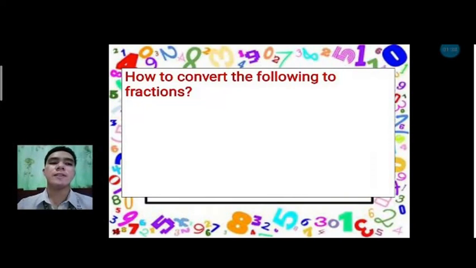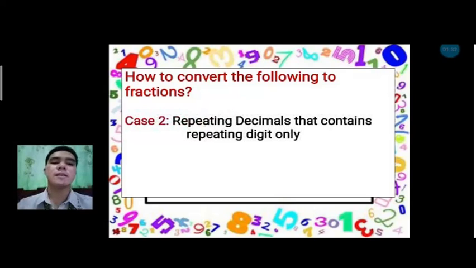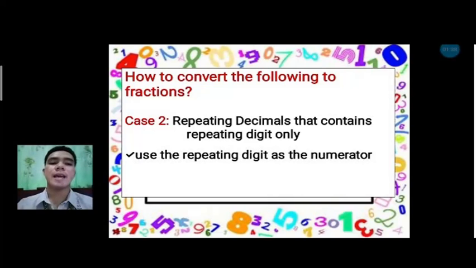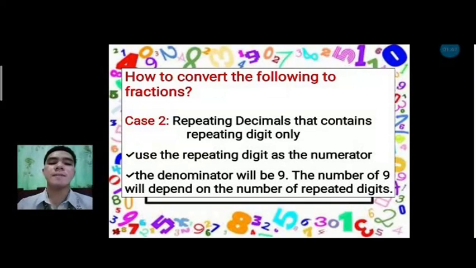Then, how to convert the following to fractions? Case number 2, repeating decimals that contain repeating digits only. We use the repeating digit as the numerator. So, you will get that repeating digit, then make it your numerator. Then the denominator will be 9. Take note that the number of 9s will depend on the number of repeated digits.